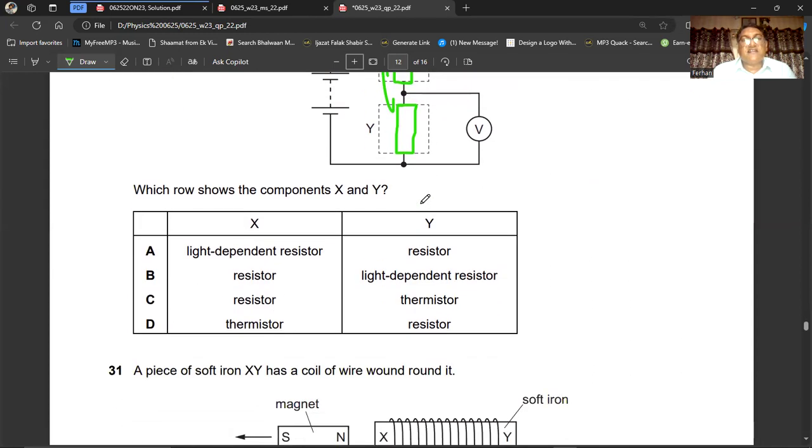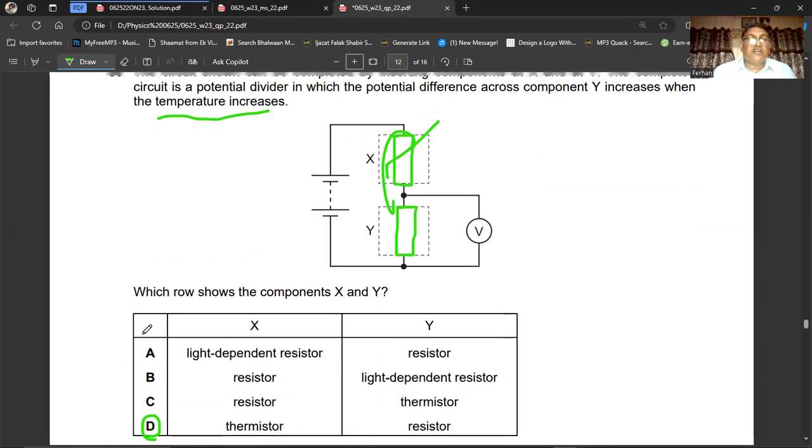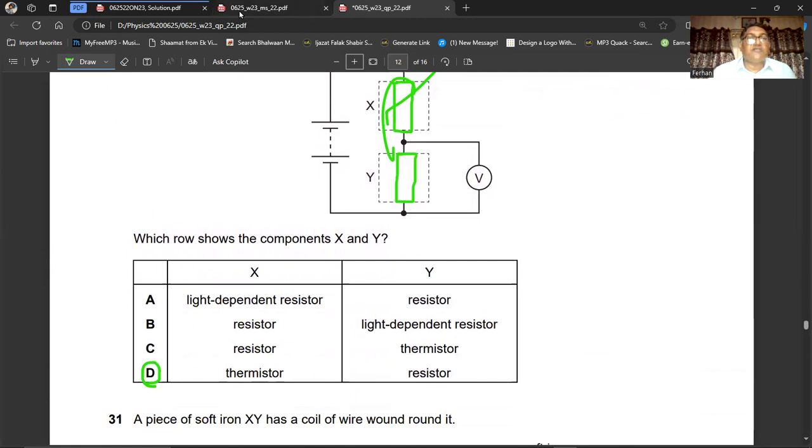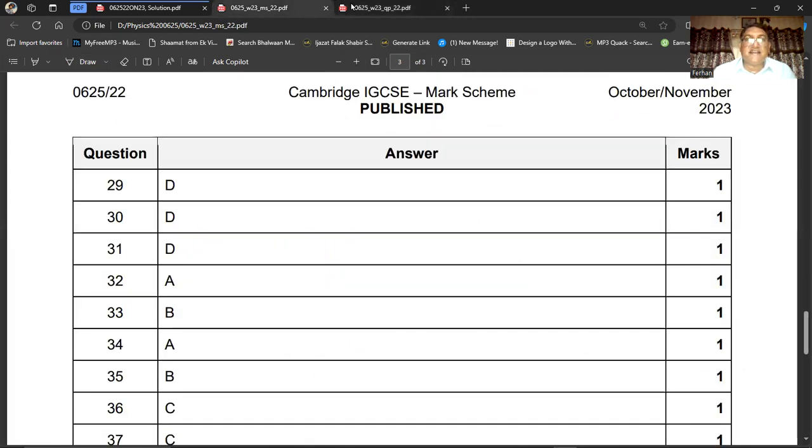So what is the answer? At X you will have to connect a thermistor and at Y you will have to connect a fixed resistor. So I think D is the option, sir. Question number 30, D is the right option, sir.